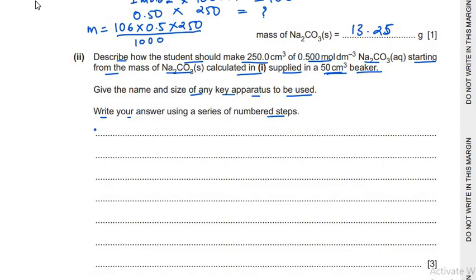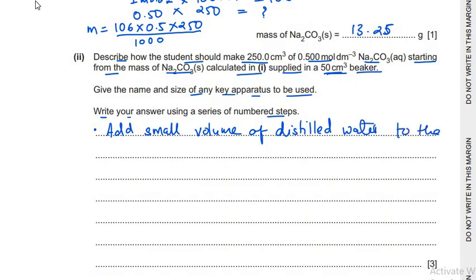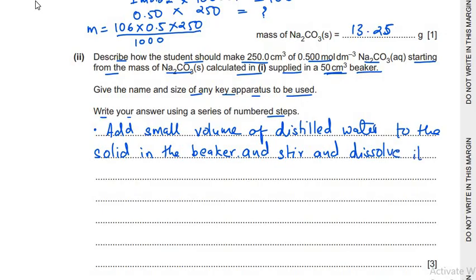So the first step is to add a small volume of distilled water to the solid in the beaker. Remember, we need to specify distilled water, and stir to dissolve it. So the first step is that whatever solid we are supplied, we dissolve it in a small amount of water.